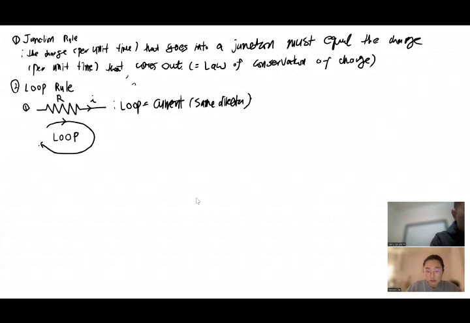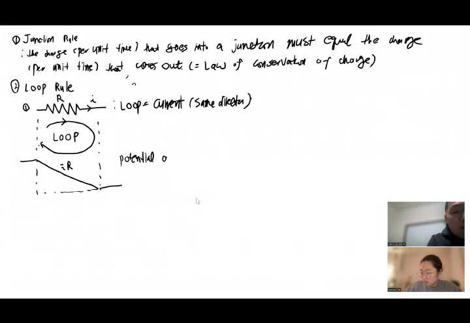Then the potential across this resistor is dropped between before and after by the amount of the current times the resistor. So the potential decreases by IR.